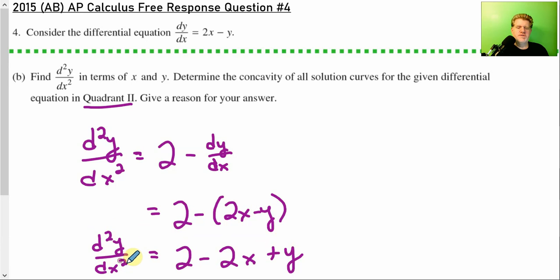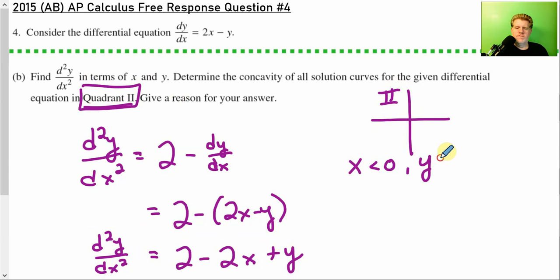Now they ask us specifically about quadrant 2. So remember, quadrant 2 over here, what do we know about the values in quadrant 2? Well, x's are negative and y's are positive. So let's use that information and see what happens. If I put this into here, d squared y over dx squared, which is the second derivative, 2 is going to be 2. If I put a negative value for x, if I subtract a negative, I'm going to get a positive. So I'm going to get a positive number plus another positive number.